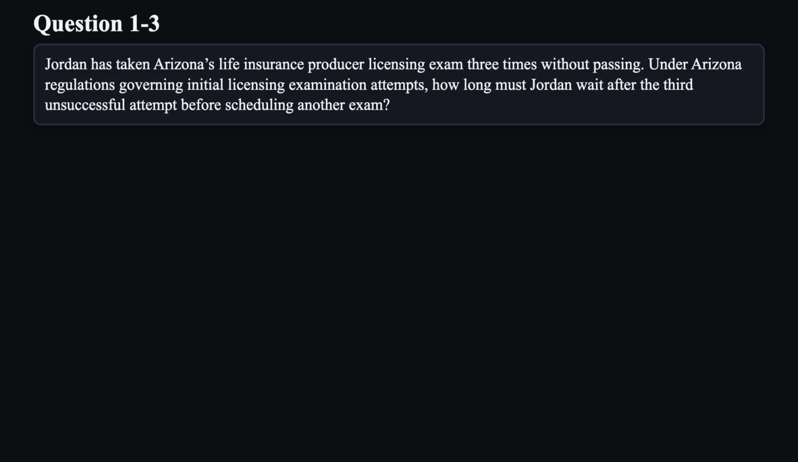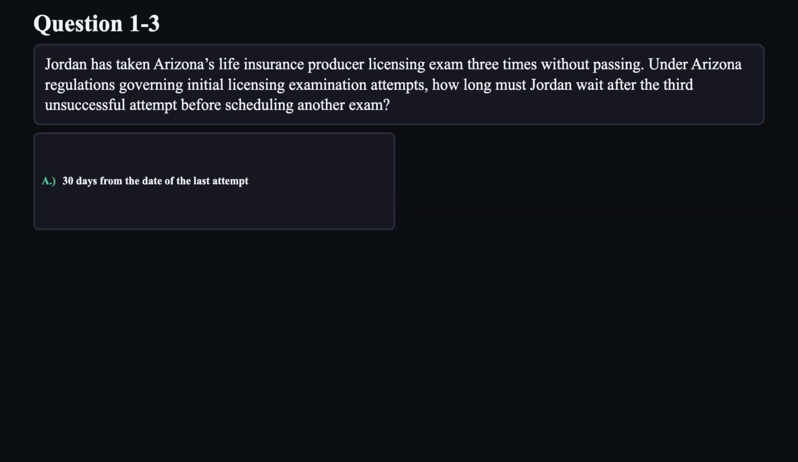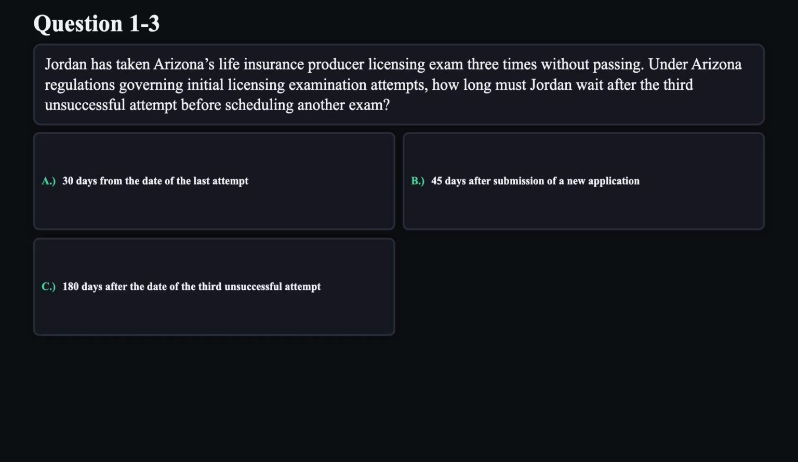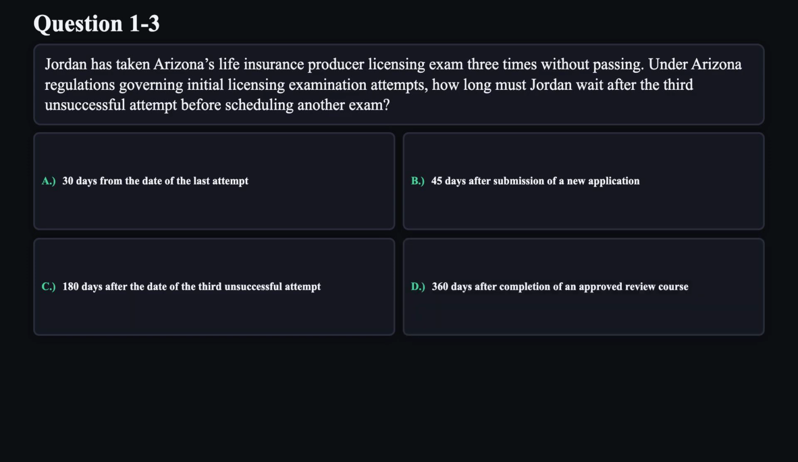Question 3. Jordan has taken Arizona's life insurance producer licensing exam 3 times without passing. Under Arizona regulations governing initial licensing examination attempts, how long must Jordan wait after the 3rd unsuccessful attempt before scheduling another exam? A. 30 days from the date of the last attempt. B. 45 days after submission of a new application. C. 180 days after the date of the 3rd unsuccessful attempt. D. 360 days after completion of an approved review course.